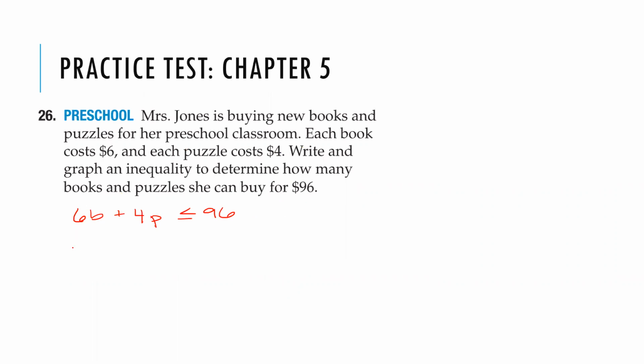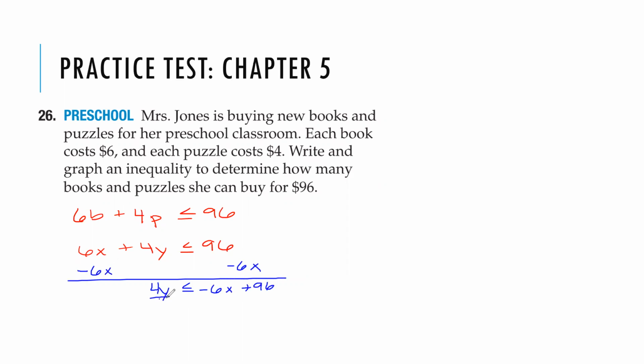Now we want x and y because we're going to graph this. So this is 6x plus 4y is less than or equal to 96. Now, to graph this, I need to get this in slope-intercept form. So I'm going to subtract 6x from both sides. I end up with 4y is less than or equal to negative 6x plus 96, divide both sides by 4. So y is less than or equal to negative 6 over 4, which is negative 3 over 2 x, and then 96 divided by 4 is 24.